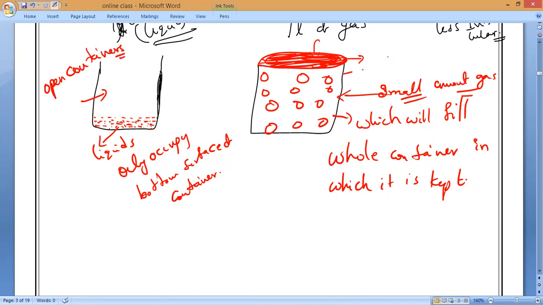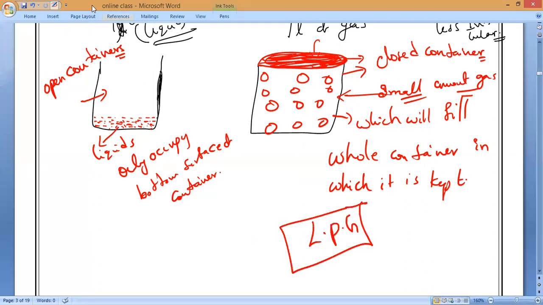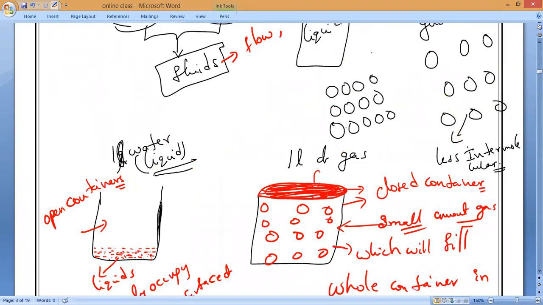But if you take gases, they will occupy the whole container in which they are kept. That is why we always need a closed container. So in our home, the LPG cylinder is an open container or a closed container? Closed container. Is it okay, everyone? Yes, please note it down. Till here, note everything down neatly.